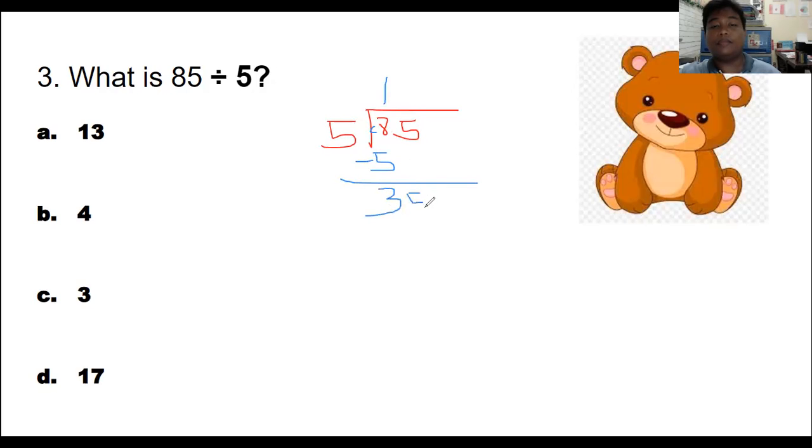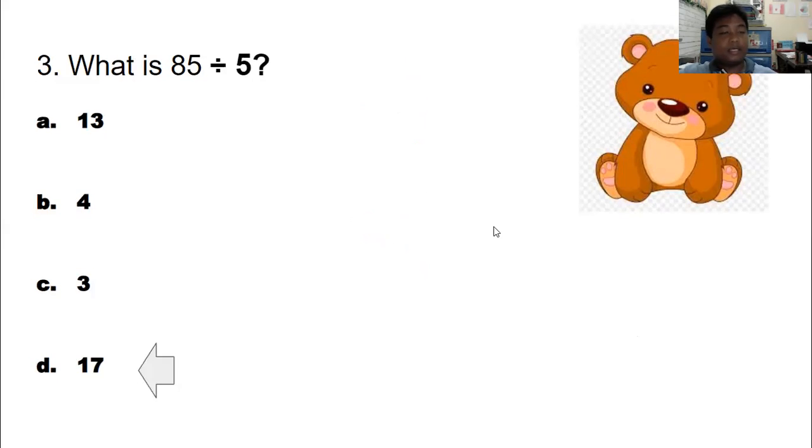Then bring down 5. Then 35 divided by 5. Look at the multiplication of 5: 5 times 1 is 5, 5 times 2 is 10, 5 times 3 is 15, 5 times 4 is 20, 5 times 5 is 25, 5 times 6 equals 30, 5 times 7 is 35. So exactly 5 times 7 is 35, and we go with 7. So 7 times 5 equals 35. Subtract, 0. Let's check. The answer is 17.